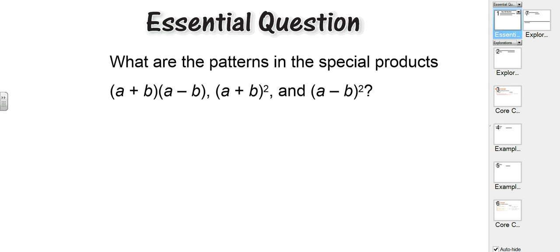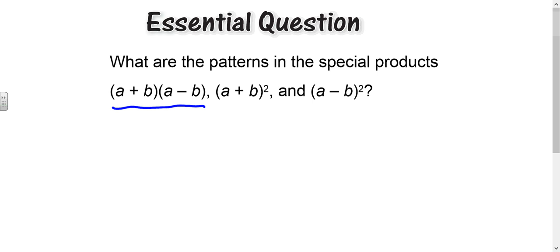All right, today we are talking about special products of binomials, and your essential question is, what are the patterns in the special products a plus b times a minus b? So we're going to talk about this one. What happens when you have a binomial that's plus and a binomial that's minus and you multiply them together? And then what happens if you take a plus b squared? And what happens if you take a minus b squared? So there are three different types of special products that we're going to talk about today.